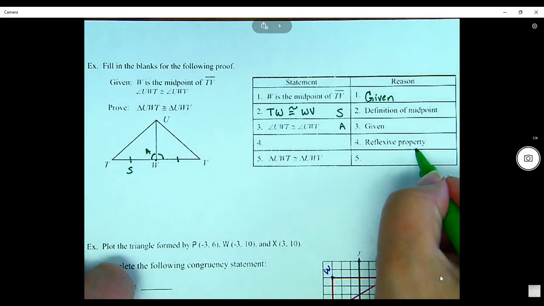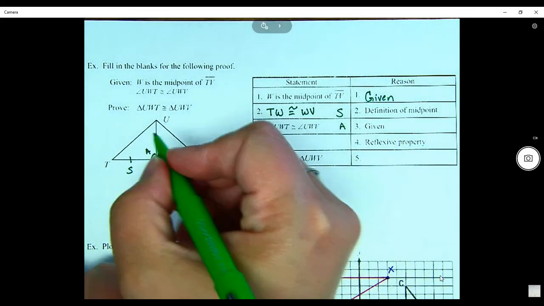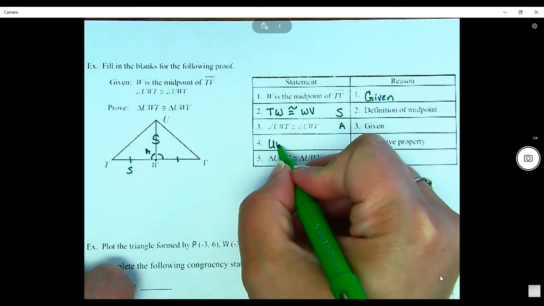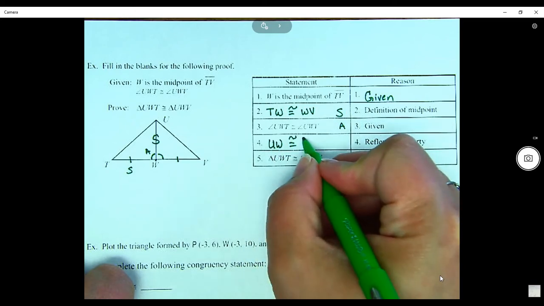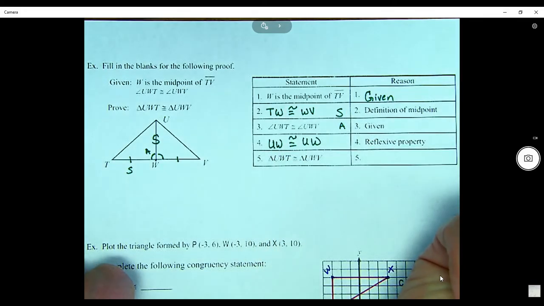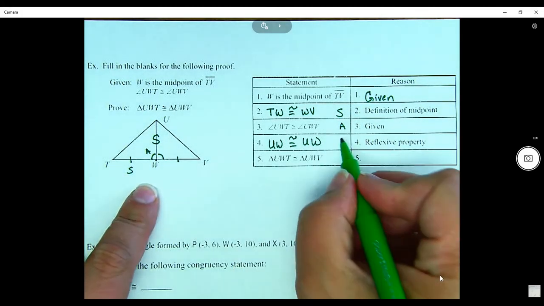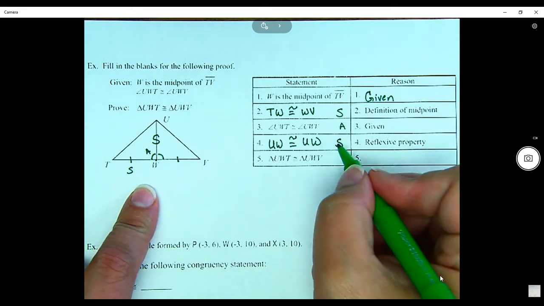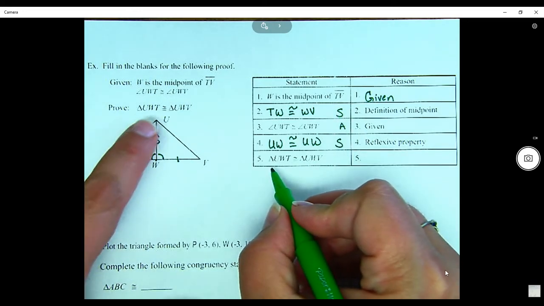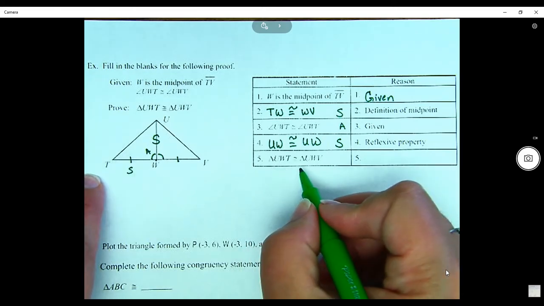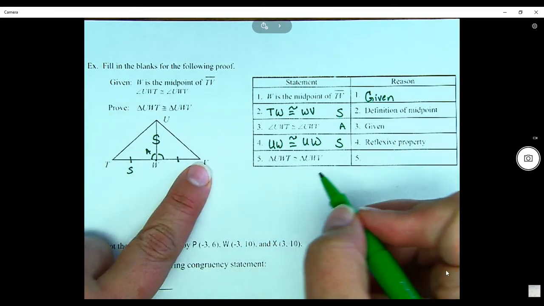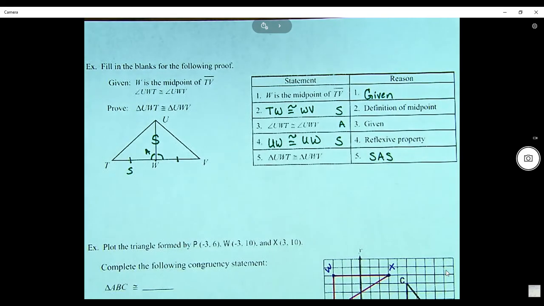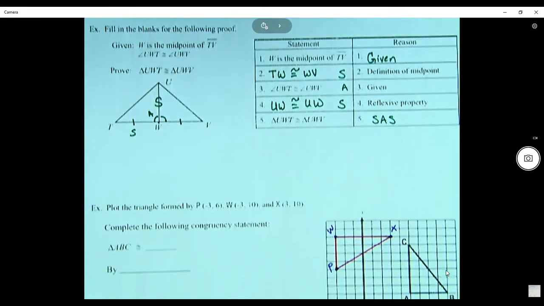Oh, the reflexive property. That's where triangles share a side. So I can mark an S right here. And what I can do is say that UW is congruent to UW. That segment is congruent to itself. And so that's a side. Oh, look at that. Side, angle, side. It doesn't always happen in that order, but this time it did. Triangle UWT is congruent to triangle UWV by side, angle, side. Perfect.